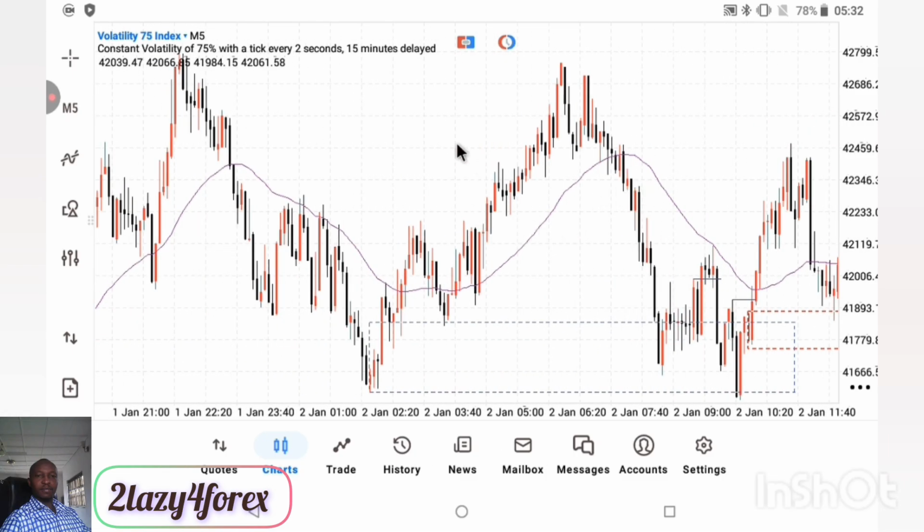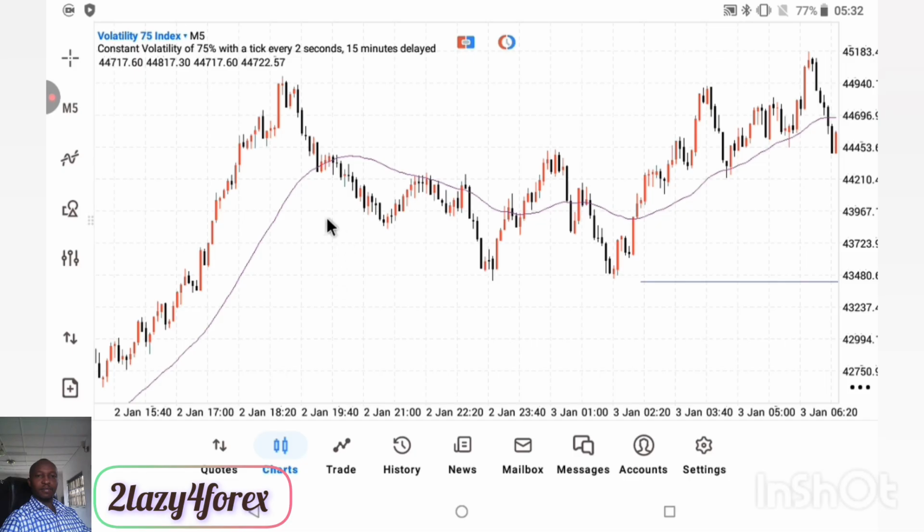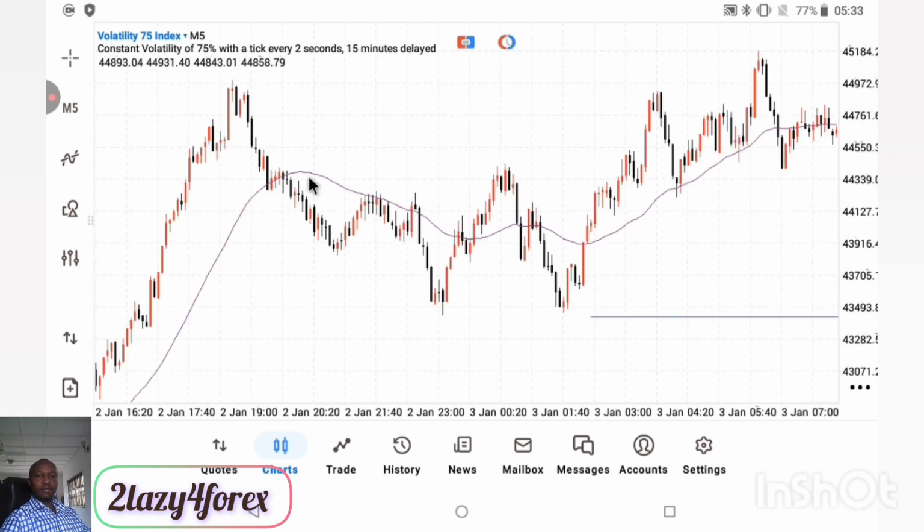Let's go for another example. Example number 2. So look at this. This also is a pullback according to my own pullback conditions. So we still have the 50 moving average on the chart. So like I said, you need price to go above this moving average and make a higher high. Price moved above, price closed above, but it didn't create a higher high. So you are not bothered about this section. It is this section. Price moved above, created a higher high.